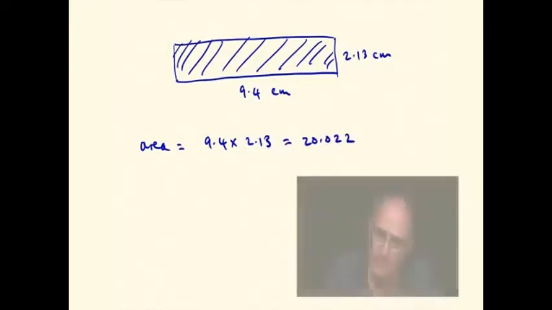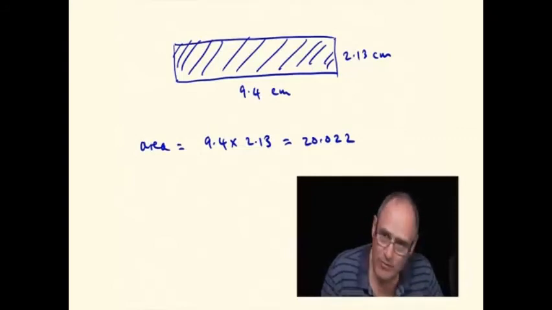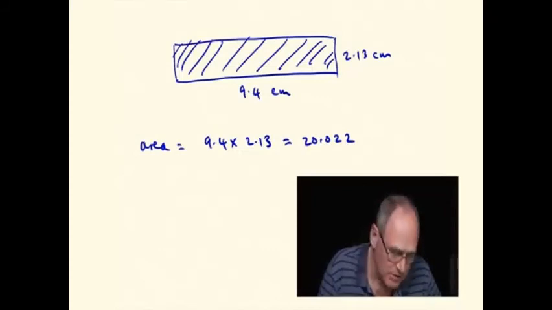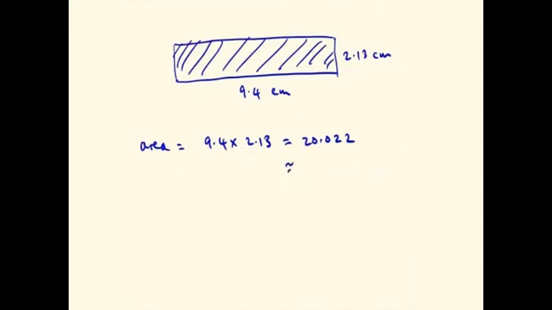But not all these digits are significant. You don't expect to be able to quote this answer to this degree of accuracy. The rule for multiplication is that you quote your answer to the least number of significant figures that appear in each of the numbers that are used in the arithmetic. The number of significant figures is the number of digits, regardless of the decimal point. So the 9.4 uses 2 significant figures, the 2.13 uses 3. So we quote our final answer to 2 significant figures, which gives you an approximation of 20 square centimetres.